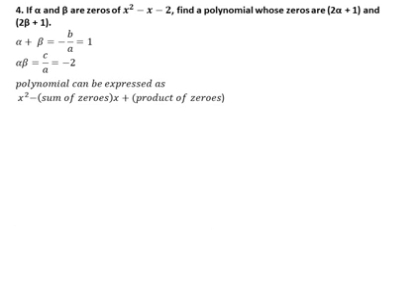So x square minus sum of zeros into x plus product of zeros. For the zeros, first we need to find the sum of zeros and product of zeros. After finding, we have to apply in the general polynomial. Okay, so sum of zeros. Sum of zeros means we have to add the zeros they have given. So 2 alpha plus 1, 2 beta plus 1.